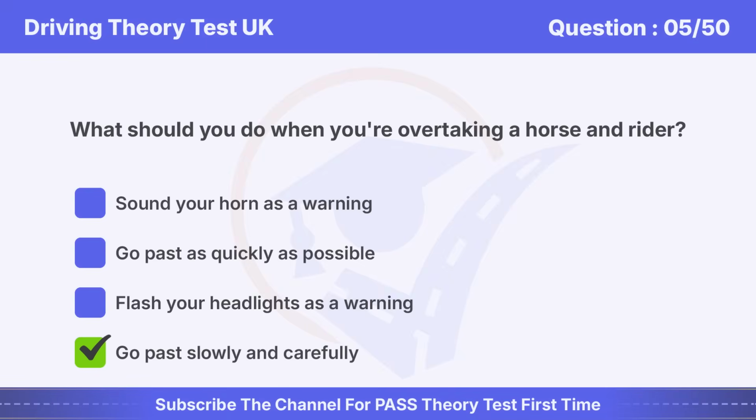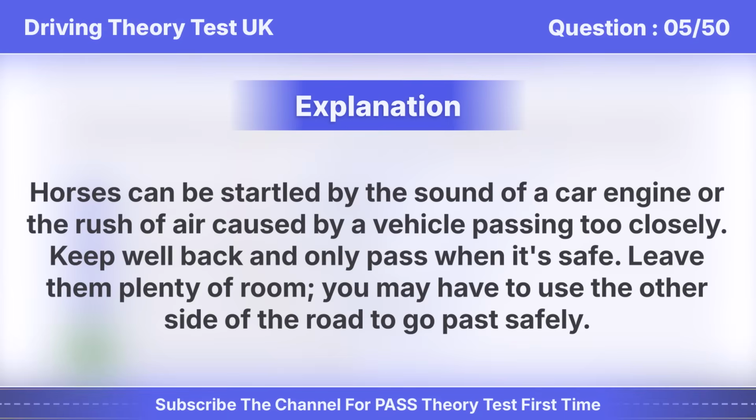Answer is D. Go past slowly and carefully. Horses can be startled by the sound of a car engine or the rush of air caused by a vehicle passing too closely. Keep well back and only pass when it's safe. Leave them plenty of room. You may have to use the other side of the road to go past safely.